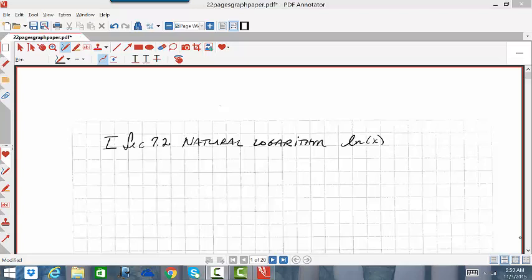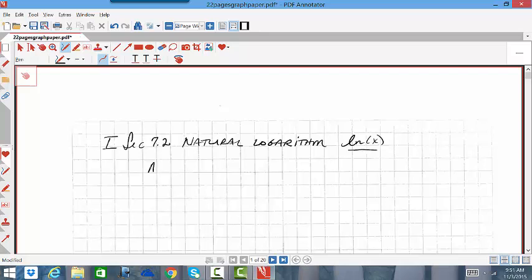Okay, students, let's look at some natural logarithms. We're going to be in section 7.2, the natural logarithm, which some people call the ln of x. Sometimes I call it the ln of x, and sometimes I just call it the natural logarithm. But this is how you write it, ln.